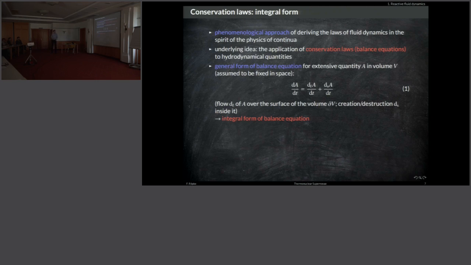We consider an extensive hydrodynamical quantity A inside a volume V that is assumed to be fixed in space. And then, of course, this hydrodynamical quantity A inside that volume V can change with time by two effects, namely that we have a flow of that quantity over the surface of the volume, or that we have a production or destruction of that quantity inside the volume. So these are these two terms here. The change of the hydrodynamical quantity A with time is due to flow of that quantity over the surface, or production and destruction of this quantity inside the volume. So this is what we would call the integral form of a balance equation.